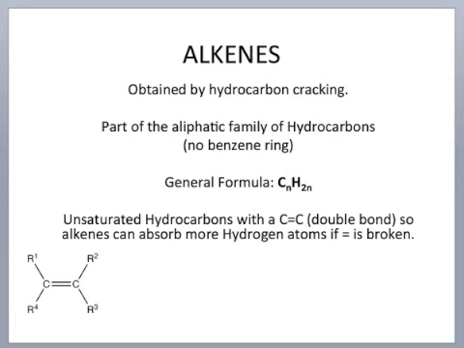They are often referred to as unsaturated hydrocarbons, and this is because they have a C=C double bond, so the carbon and the carbon next to it have a double bond, which allows alkenes to absorb more hydrogen atoms if this double bond is broken.